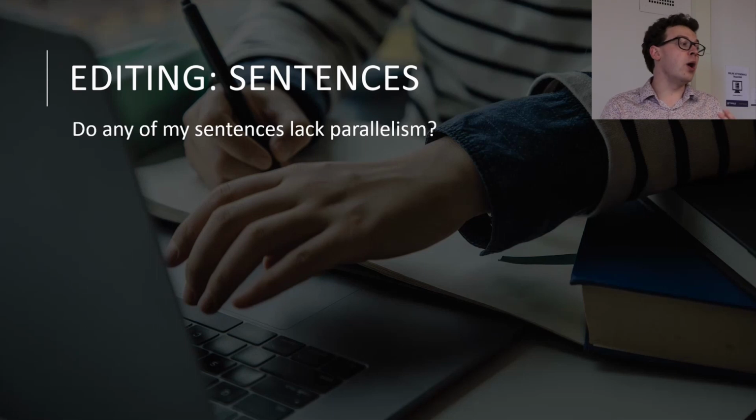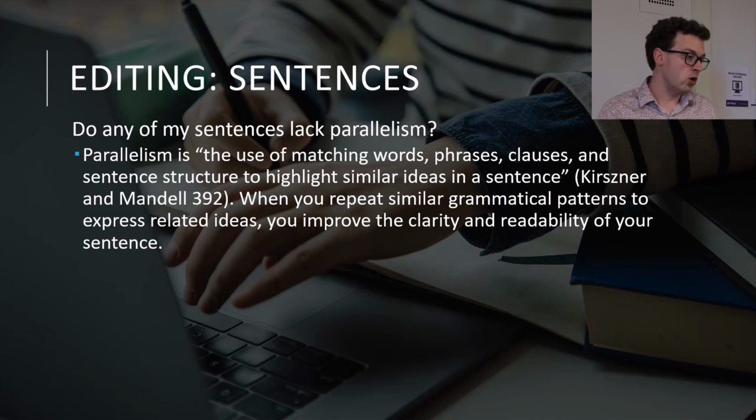Another question: do any of my sentences lack parallelism? Now this is a bit of a term, you might not have heard this one before, so let me define it. Parallelism, according to Kirshner and Mendel, is the use of matching words, phrases, clauses, and sentence structure to highlight similar ideas in a sentence. That's a complicated way of saying if you have a grammatical structure and then you have a different grammatical structure in that same sentence, it can sometimes feel awkward if they're not matching. So try and use similar grammatical structures within sentences whenever possible.